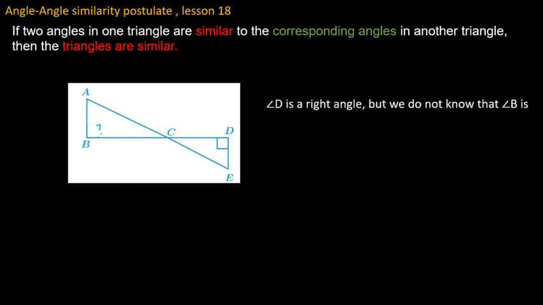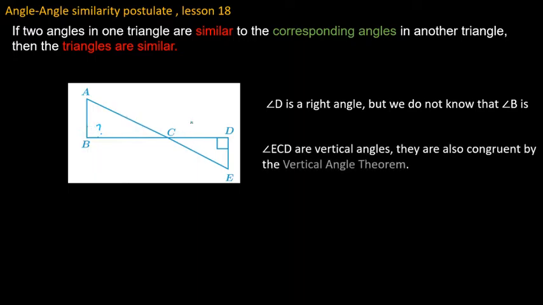Well, again, I know that angle D is a right angle, but I don't know that angle B is. So I can't establish that those two angles are congruent. I could still make the same claim and say that this angle is congruent to that angle by the vertical angle theorem, right? But that's only one set of angles. And then again, if I knew anything about angle A and angle E, if I knew that they were congruent or similar, then I could make a claim, but again, I don't know anything.